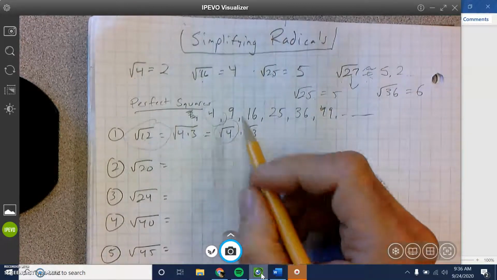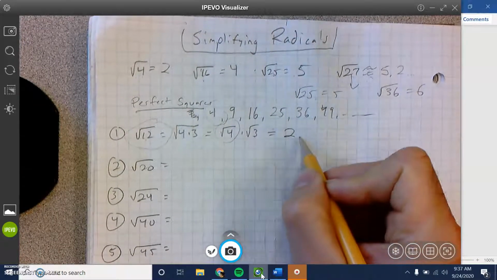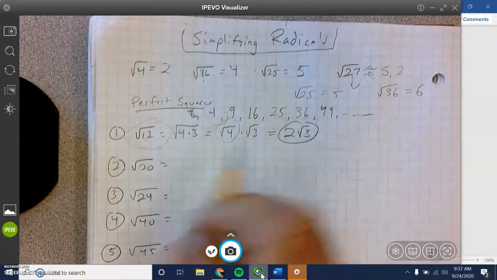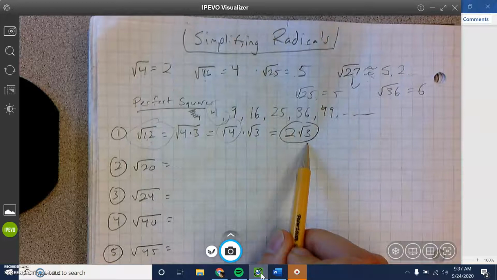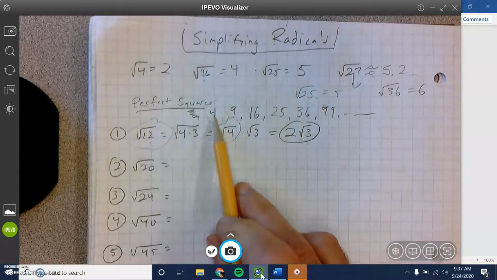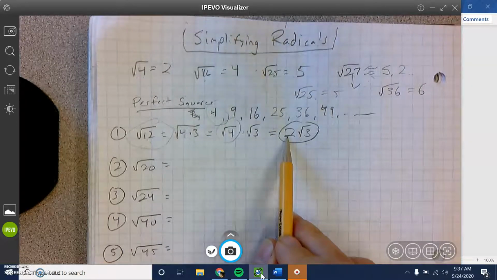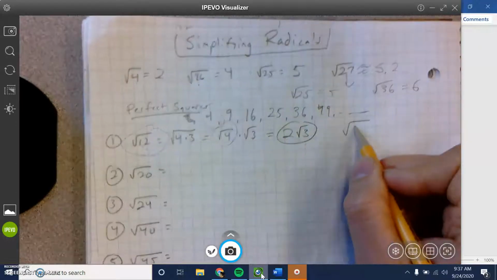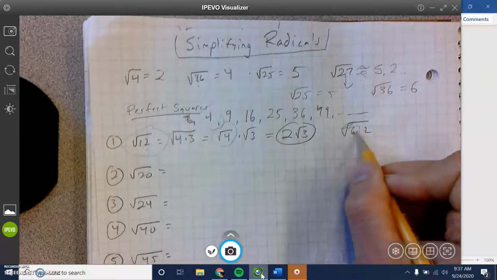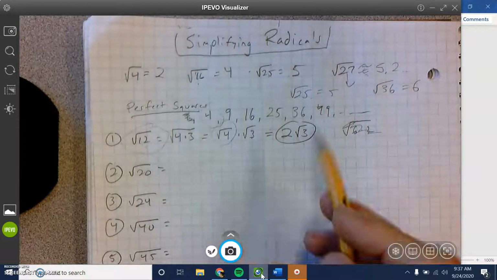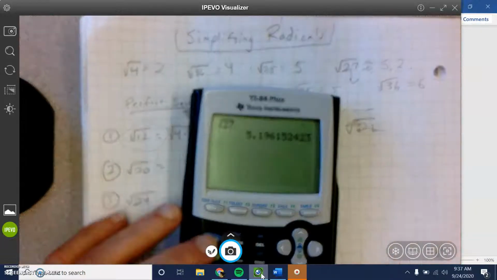And I know the square root of 4 is 2. Square root of 3, I do not know that. And so square root of 12 and 2 radical 3 are equal. So I got that by taking a perfect square and finding the square root of it. You could do 6 times 2 equals 12, but neither of these are perfect squares, so that's not going to get you anywhere. You have to find the factors that are perfect squares. If you don't believe me, check it out.